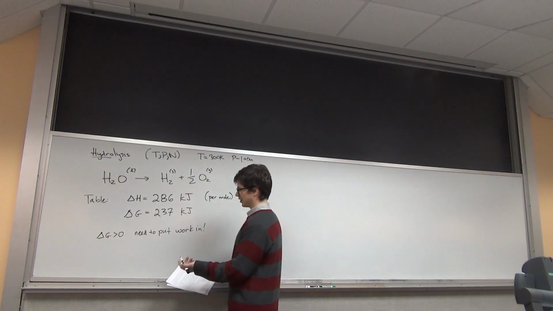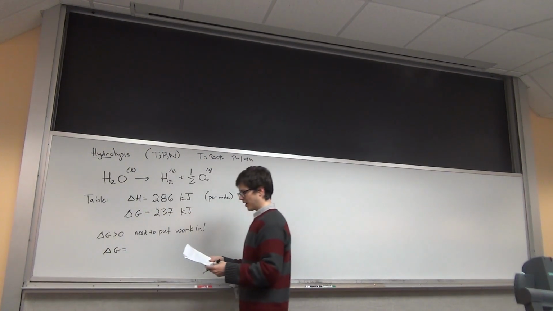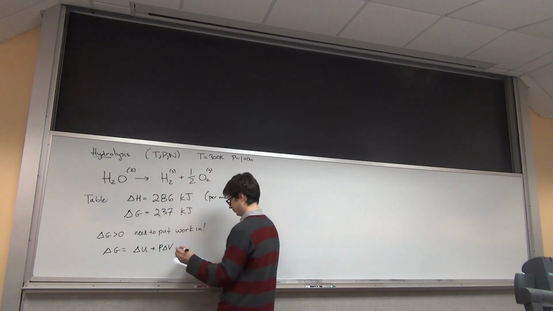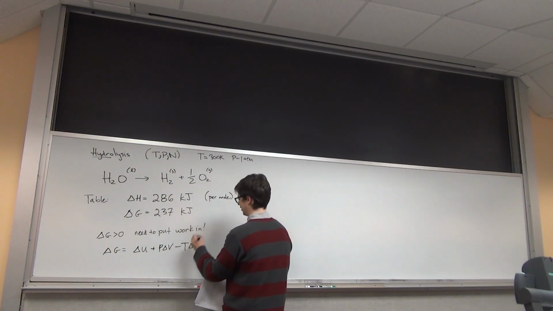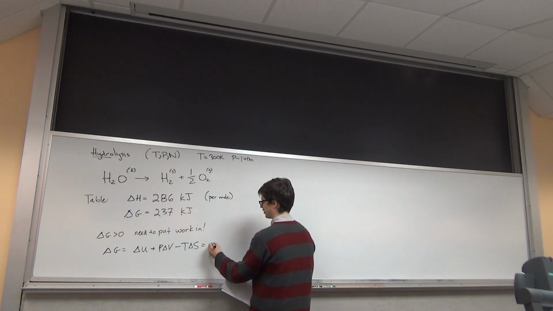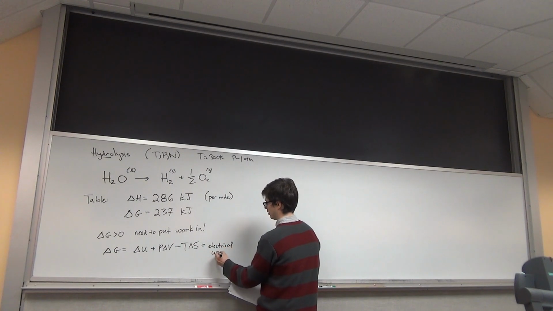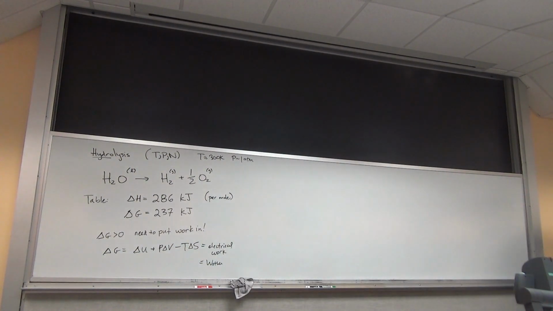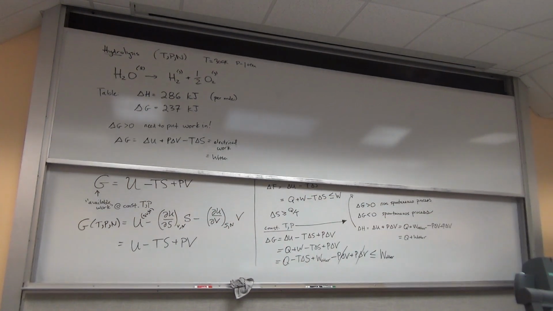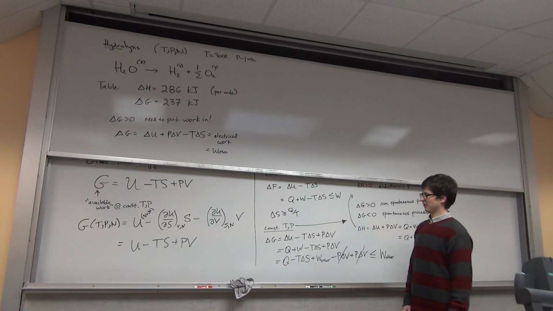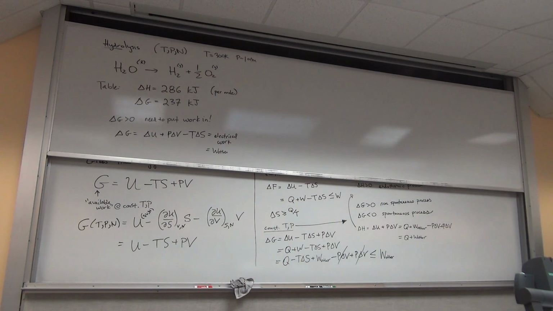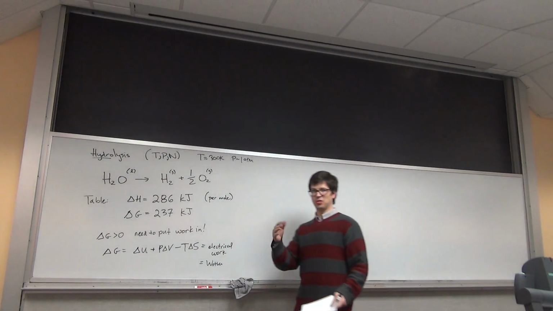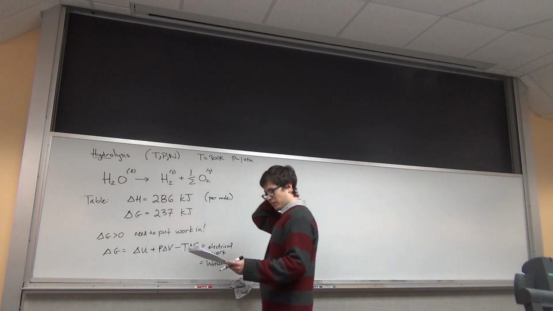And delta G actually just tells you the amount of work you need to put in. Why does it do that? Because delta G is delta U plus P delta V minus T delta S. And that is the electrical work we need to put in, because it is the work other, right? At constant P and T. Remember from before, again assuming that Q is equal to T delta S.